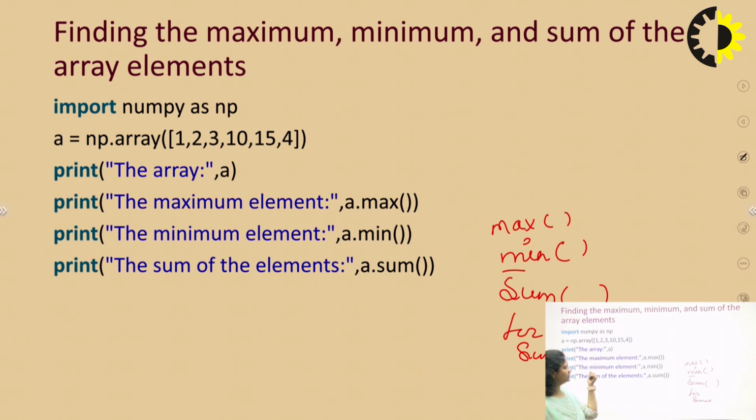Then in the next step, the minimum element. What will be the minimum element of this list? It is 1, so the output will be 1. Sum: what will be the sum of this list? It contains all the elements' sum: 1 plus 2 plus 3 plus 10 plus 15 plus 4. What will be the output? The sum of the elements is this.